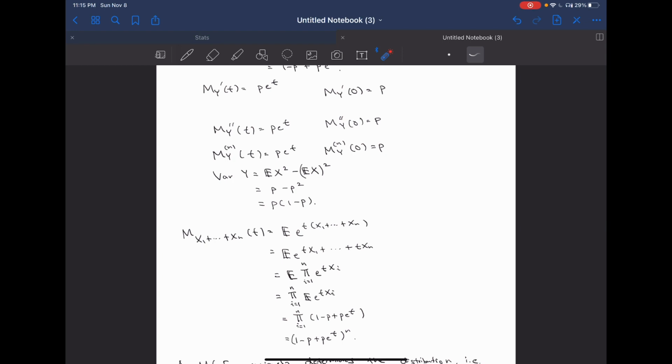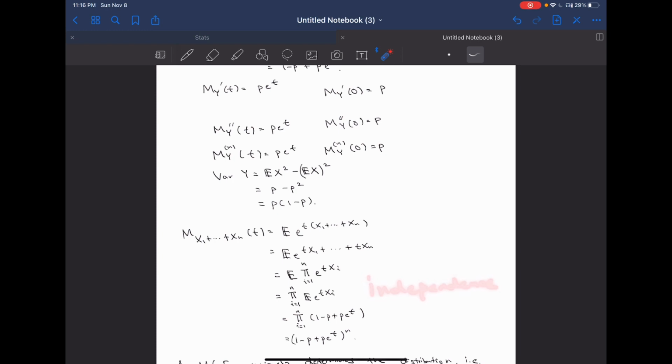Now we just apply the property of exponentiation. This becomes a product of e to the tXi. And because the Xi's are IID, so they're independent, the expectation of the product, E of XY, is equal to the expectation of X times the expectation of Y. So because they're independent, we can actually take this product outside. So this is independence.